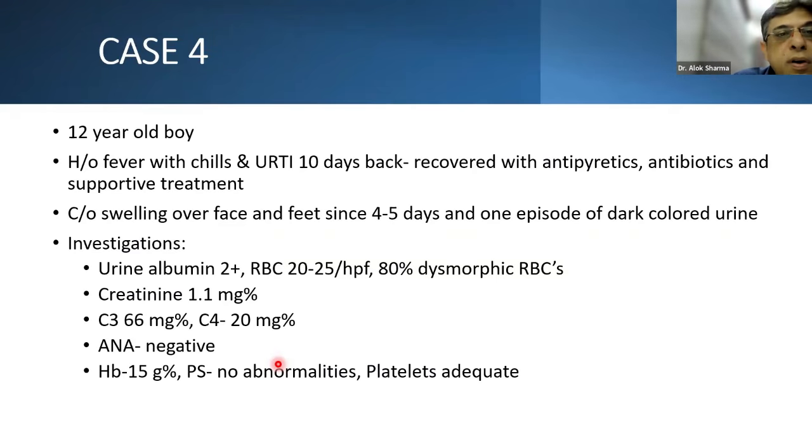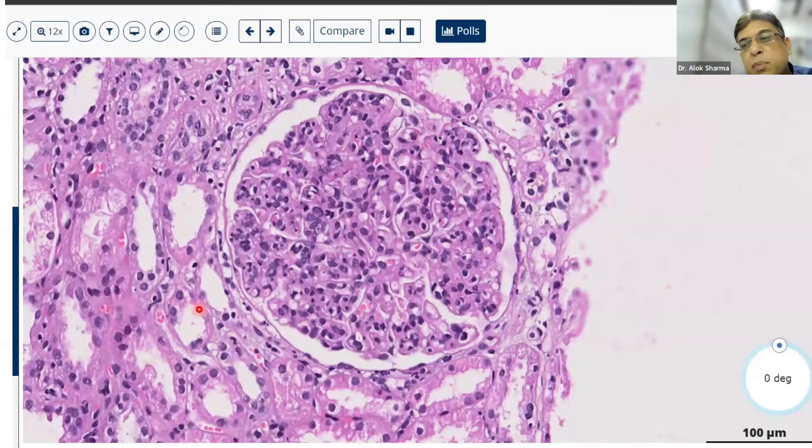Just 5-10 minutes more. Case 4 was a small child, and he had a history of fever, chills, upper respiratory tract infections. When you look at the urine examination, there were a lot of RBCs. So he had a nephritic syndrome kind of a picture. And if you notice the C3, it was slightly low, 66 milligram %, and C4 was normal. Renal functions were more or less okay. And this is what you saw. This is a snapshot from the scanned slide which you had been given.